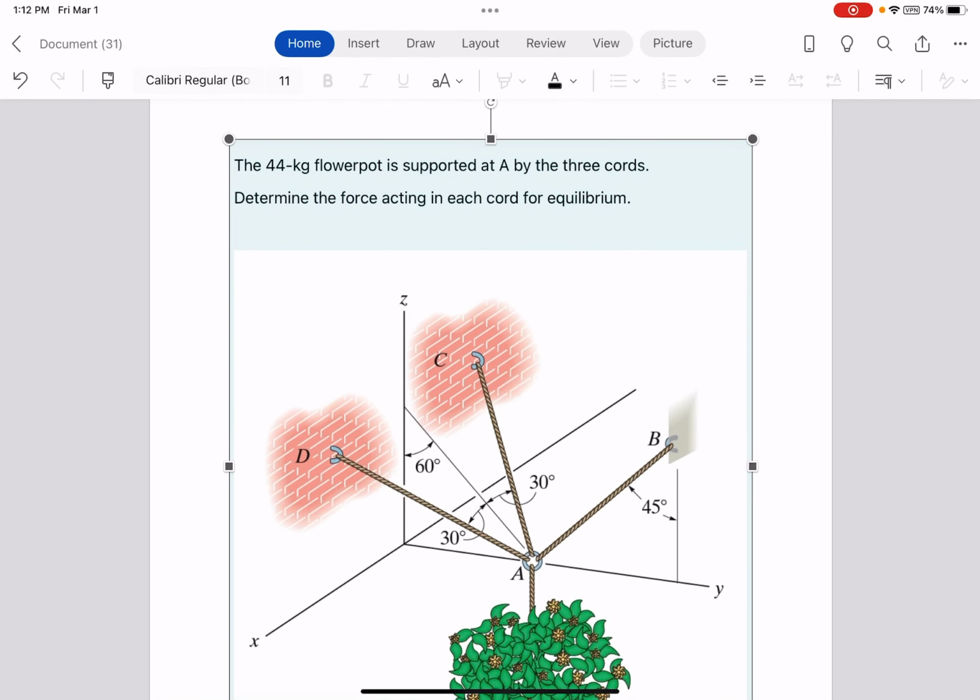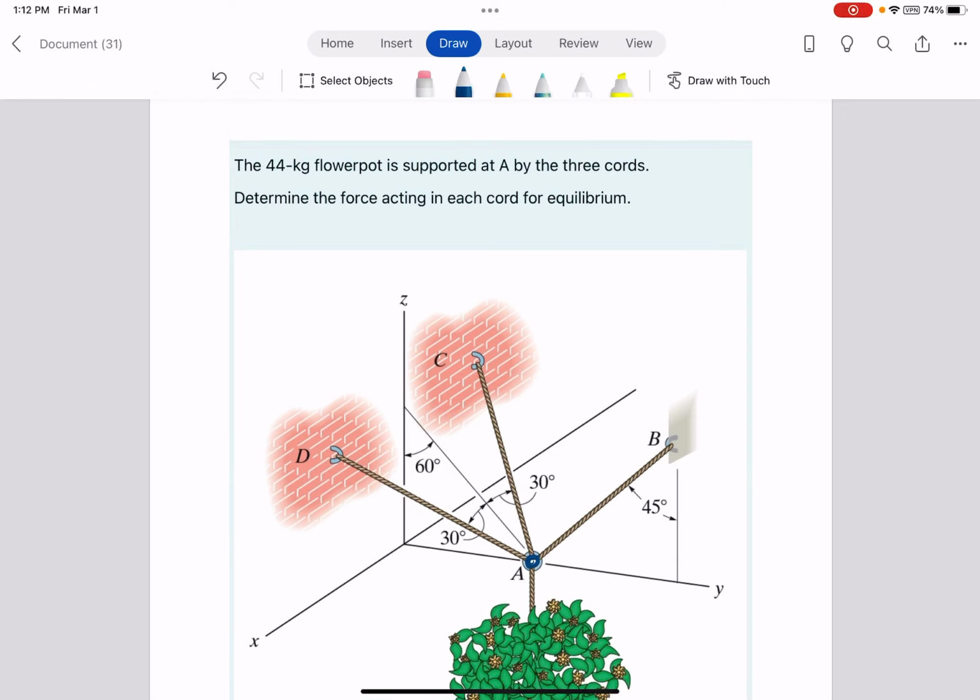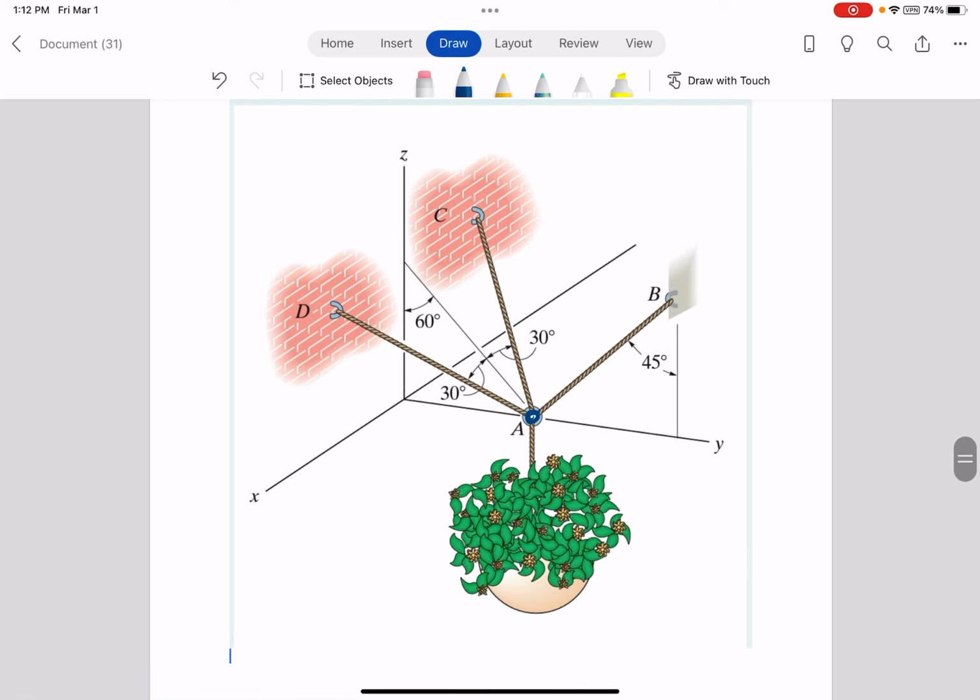A 44 kilogram flower pot is supported at point A. So this is the point of support. There are three cords. There is a cord AB, and this is its tension. There is a cord AC, and there is a cord AD. Okay?